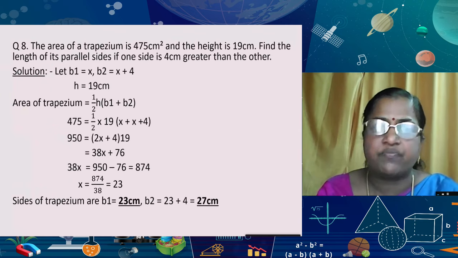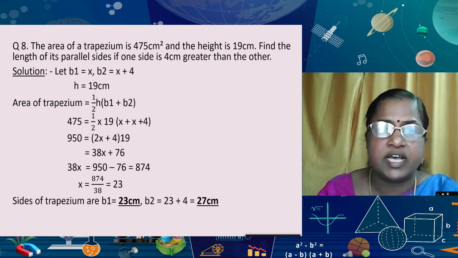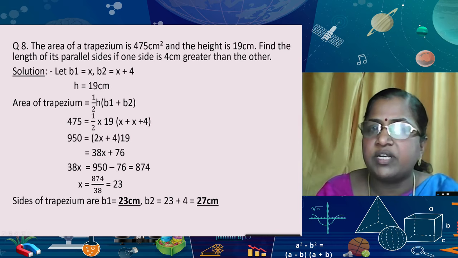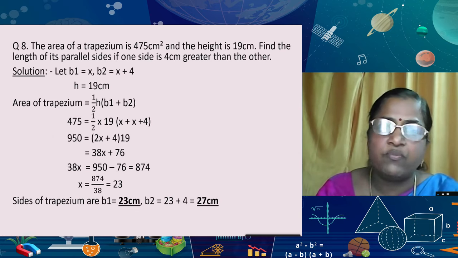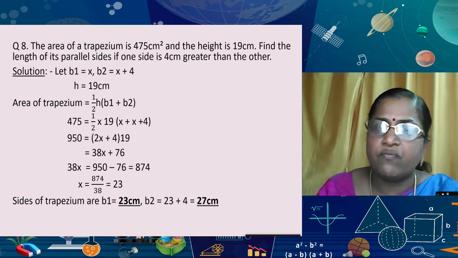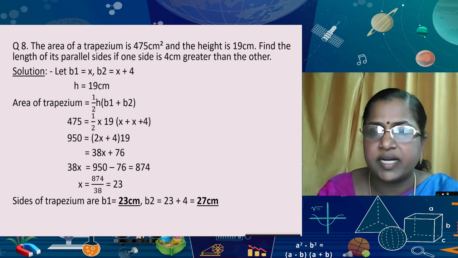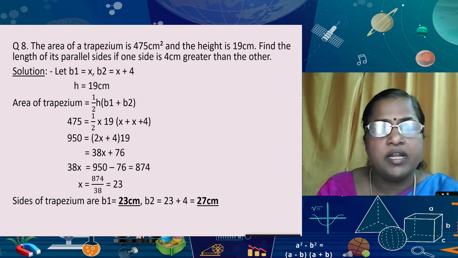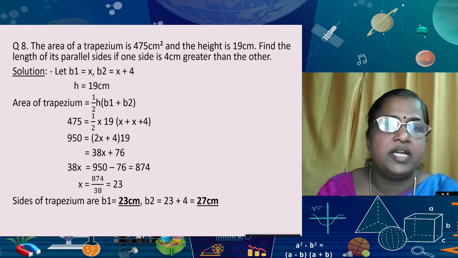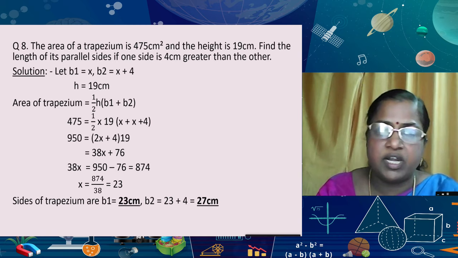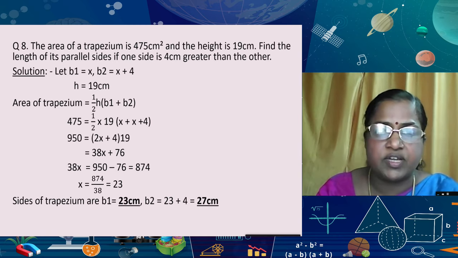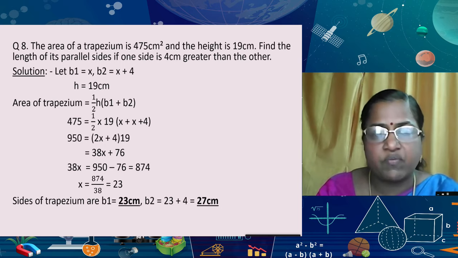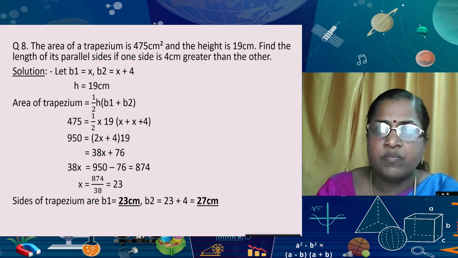Now the next question is, the area of a trapezium is given as 475 centimeter square and the height is 19 centimeter. Find the length of the parallel sides if one side is 4 centimeter greater than the other. So already you have studied linear equations in one variable in 7th and 8th class. So we can apply this linear equation portion here, and by using the formulas we can find the sides.